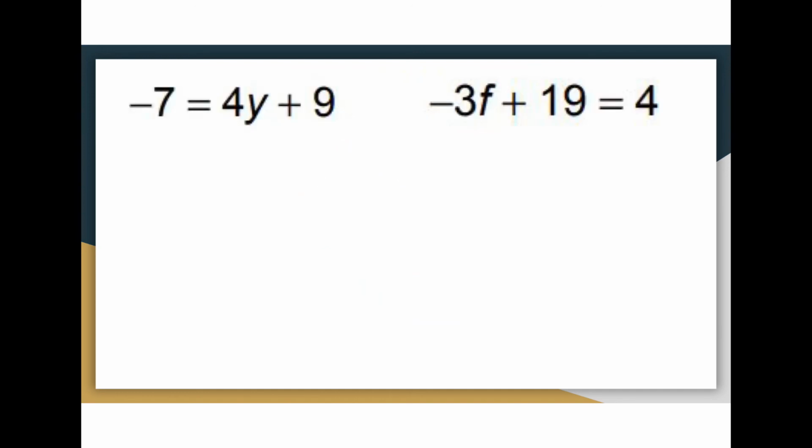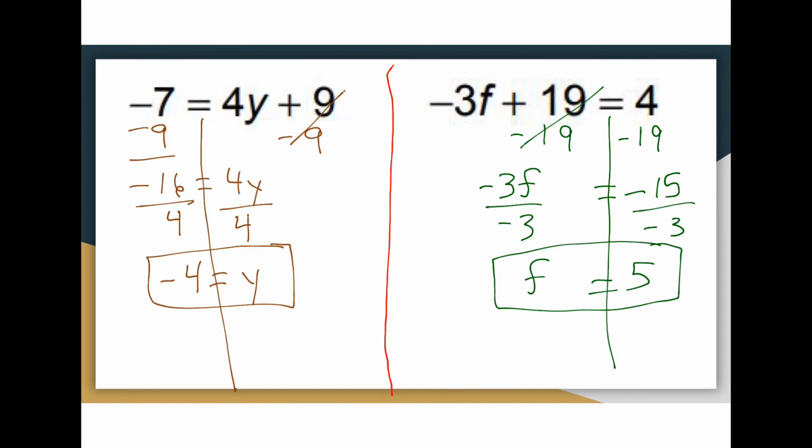All right, so go ahead and try these two on your own. Pause the video. When you come back, you will see the answers. All right, so here we go. So for this problem, we get an answer of negative 4 is equal to y. And for this problem, f equals 5. Go ahead and take a look at those steps. If you've got any questions, let me know. But that is our algebra review for the day.